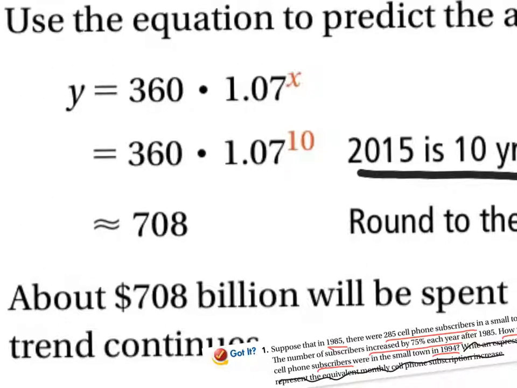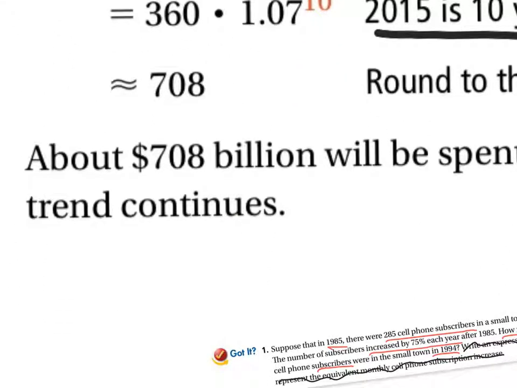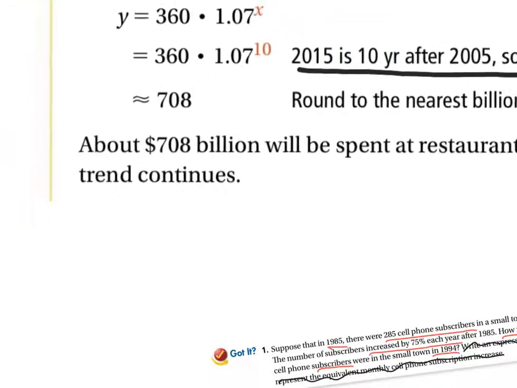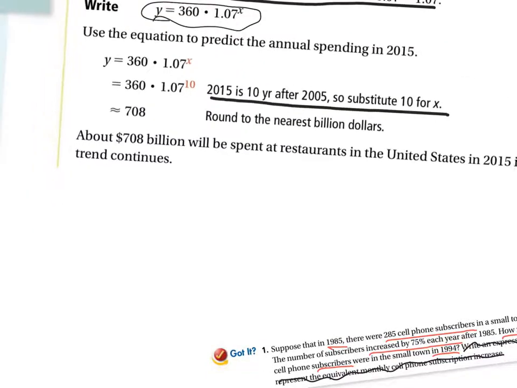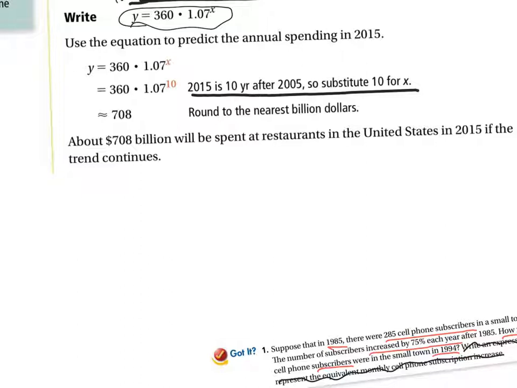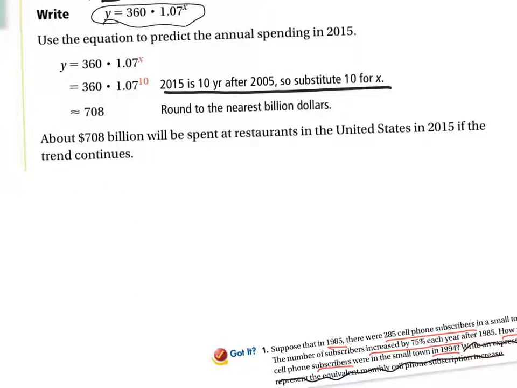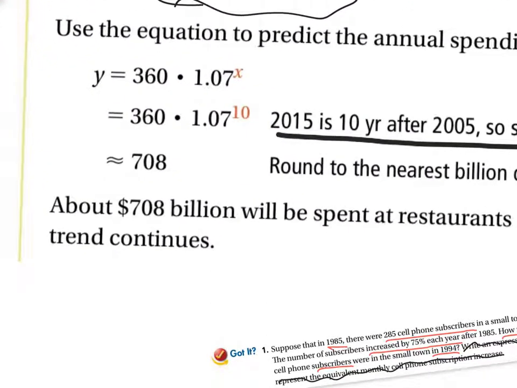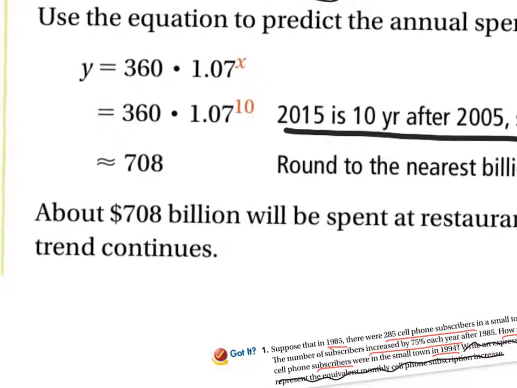At that point, we could just put that in the calculators. Understand if you were doing it by hand, which wouldn't be a whole lot of fun, you would need to do the exponent first before you multiply by the 360. And then that comes out to about 708. And remember, that's in billions. So about $708 billion will be spent at restaurants in the United States in 2015 if that trend continues. Okay, so that's exponential growth. A lot of people go into the restaurants here.